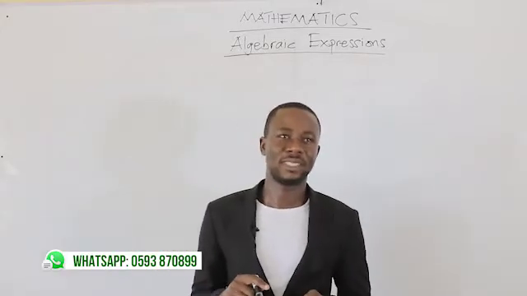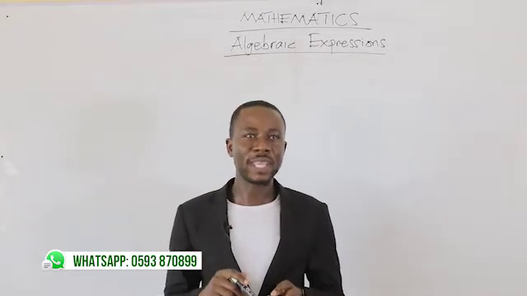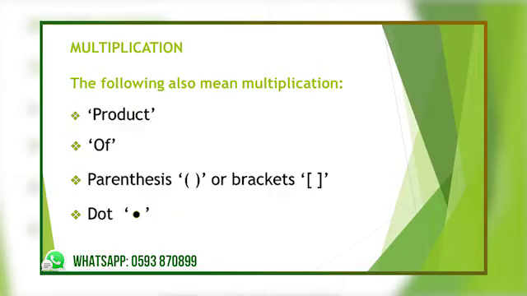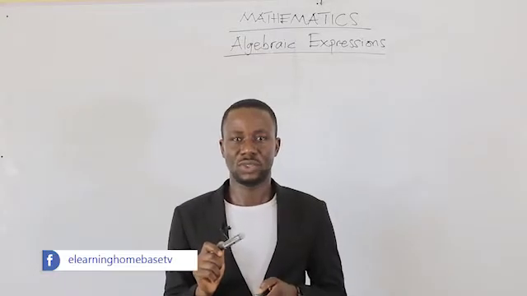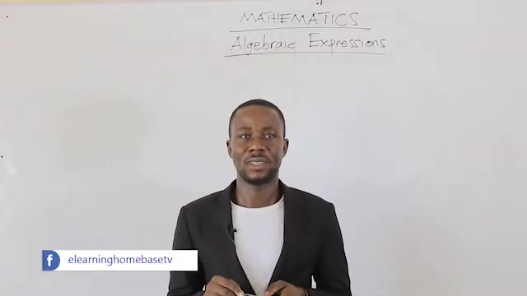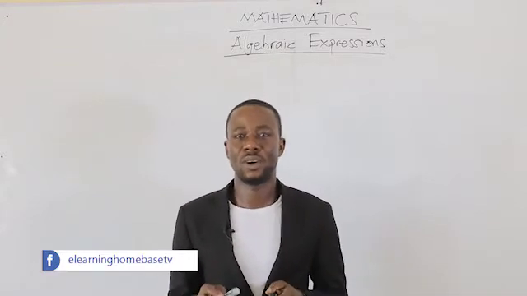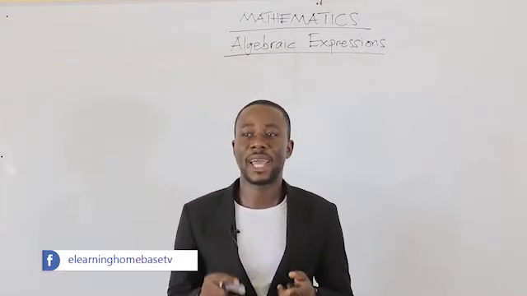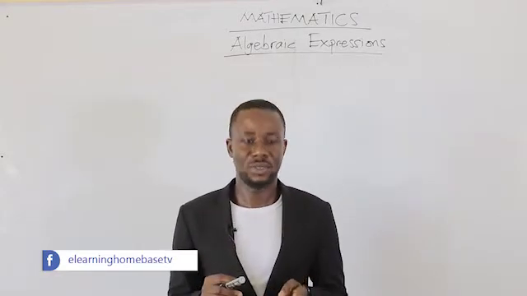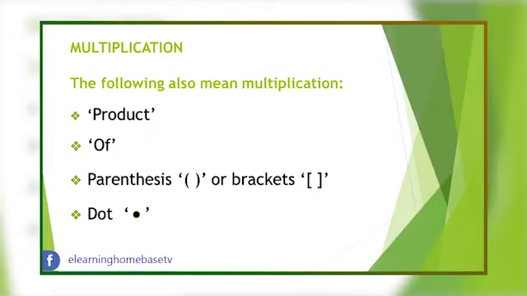Let's look at multiplication. Now, there are some words in maths which mean multiplication. The first one to talk about is products. The word product in mathematics stands for multiplication. So if anybody tells you, find a product of 3 and 2, all that it means is multiply 3 and 2.